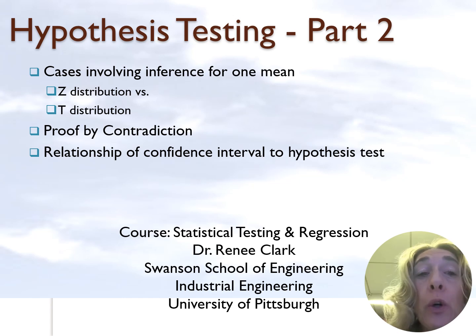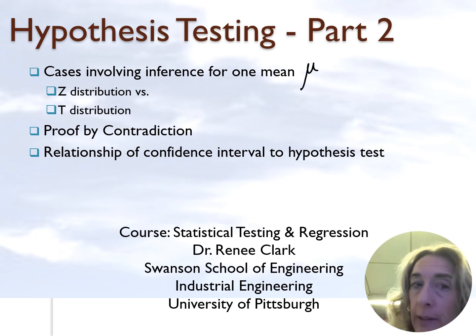In this video, we're going to talk about the various cases involving inference for one mean mu. These cases will revolve around when we use the z distribution versus when we use the t distribution. We will also cover hypothesis tests as proofs by contradiction, and finally we'll talk about the relationship of a confidence interval to a hypothesis test.